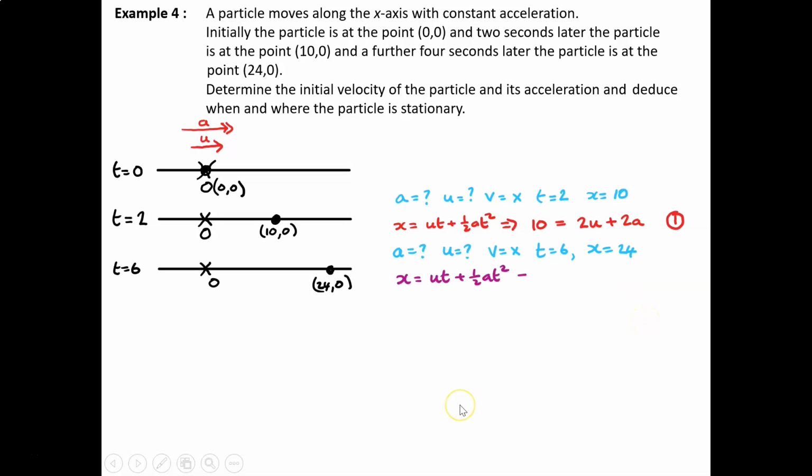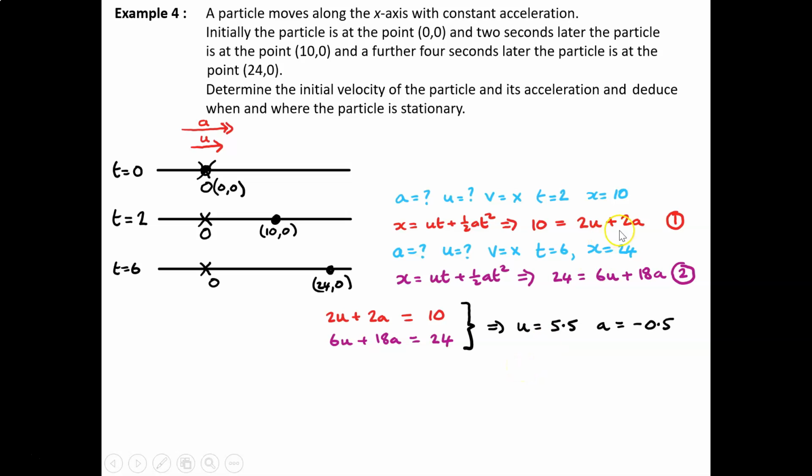So the same equation we're going to use, putting values in. So 24 is equal to 6u plus 6 squared divided by 2 is 18a. So we have two equations. You could have divided the first one by 2 and the second one by 6 to make it easier. But solving those whichever way you want, and you get that u is 5.5 and that a is minus 0.5. So we're slowing down.